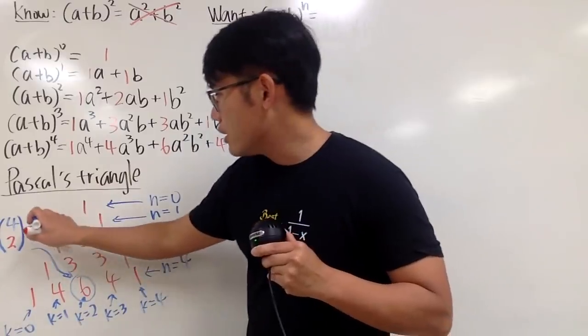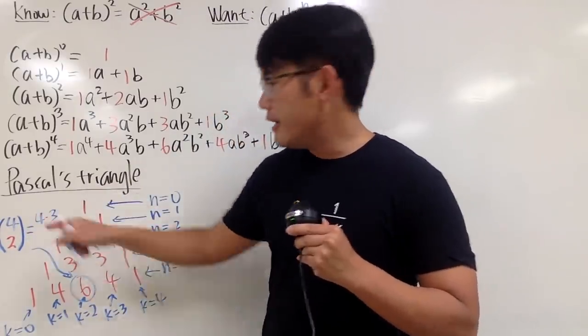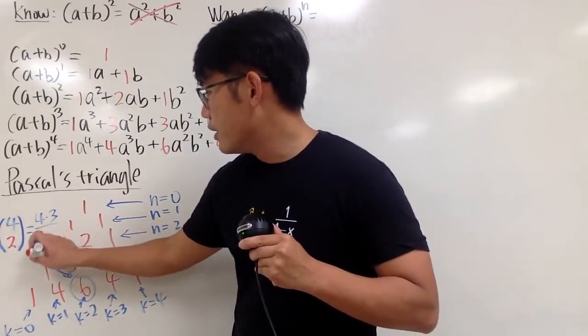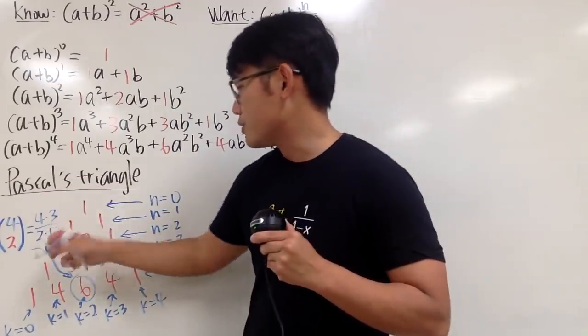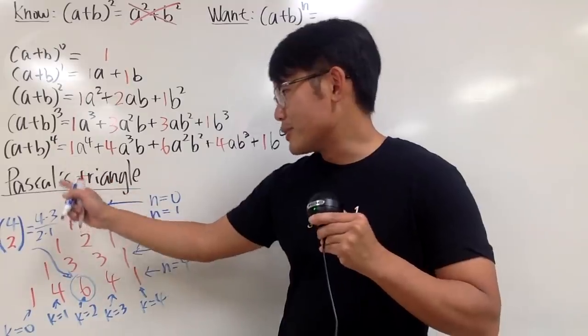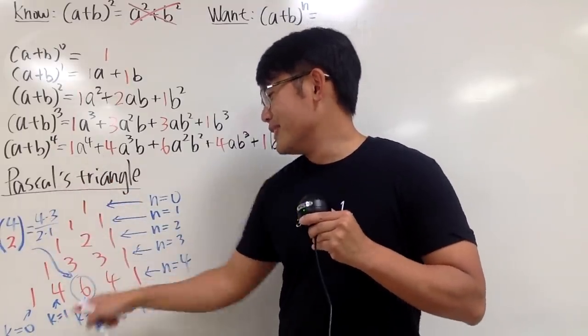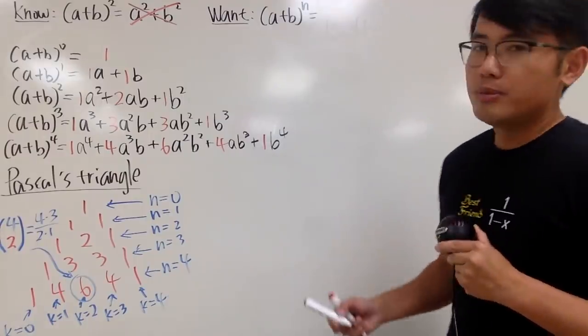So you start with 4. And then you go down by 1, which is 3, and stop. And then on the bottom, you start with 2, and then you do 2 factorial, meaning you just go 2 and all the way to 1, which is just 2 times 1. And if you work this out, on the top is 12, over 2 is 6. Anyway, this is pretty much the deal.